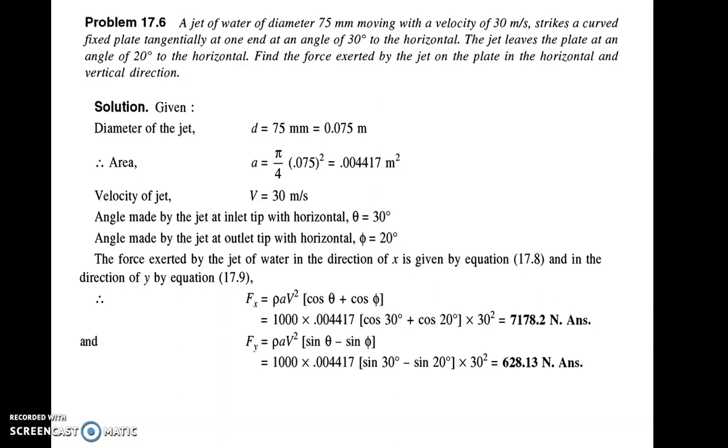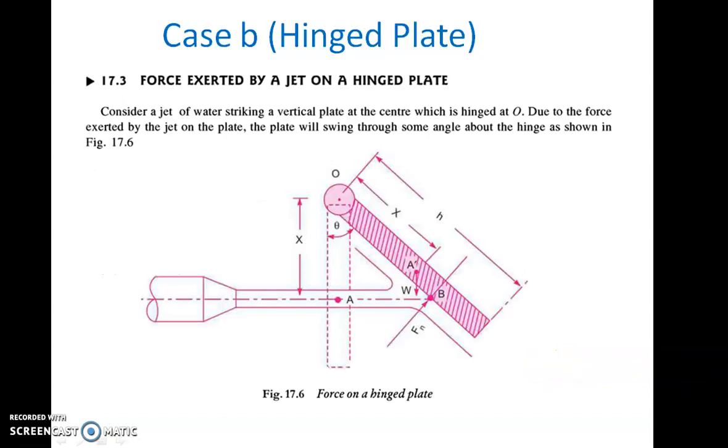Okay, and the formula for Fx, you know, it is rho a v square (cos theta plus cos phi), and Fy is rho a v square (sin theta minus sin phi). So simply you put the values of rho, area you can calculate as pi by 4 d square, and velocity is given as 30 meter per second. So put the value of theta and phi, you will get Fx as 7178.2, Fy as 628.13 Newton. Very simple numericals on this.